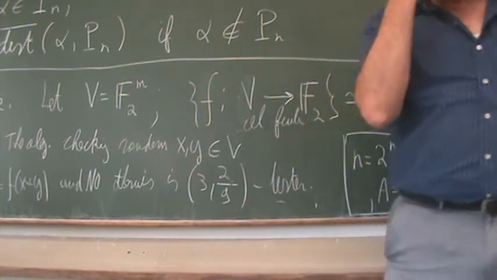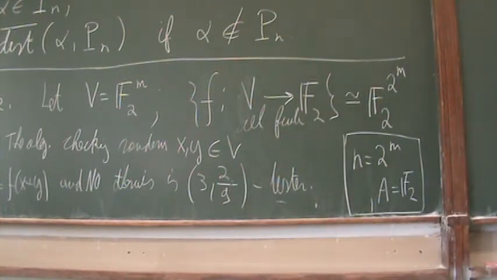Now let's understand what it means. It means that, let's say you want to check if something is a linear function, and you want to check it with probability 99.99%.